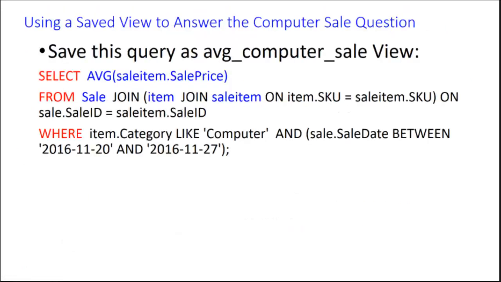Now, how to use a saved view. Saved view is a saved query. We use a query, and usually we do this when we need to use that query again as a query or as a subquery in other queries. If we use a query multiple times, that's better to save it as a view.